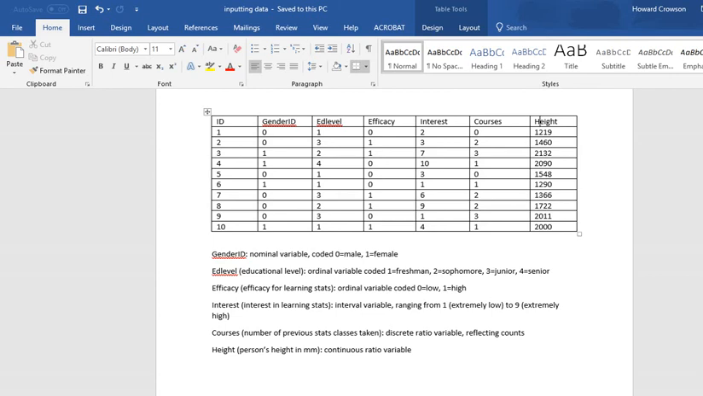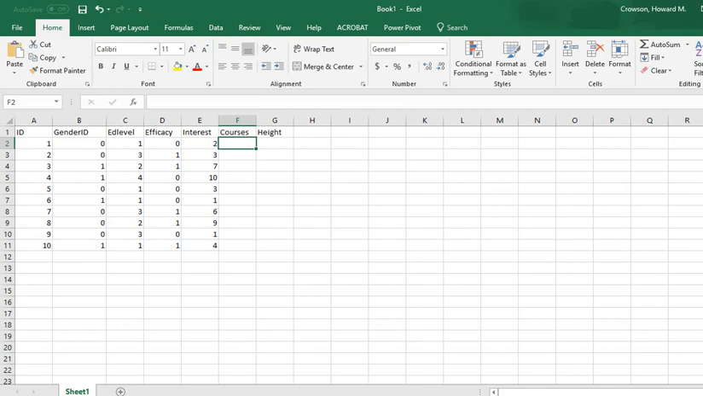So we will now type in this information for each of these variables. So for courses, we had person 1 had 0 previous stat courses, person 2 had 2 courses, person 3 had 3, person 4 had 1, then 0, 1, 2, 2, 3, and 1. And then for height, we also have a number of different heights represented. So here are all our heights that are represented in millimeters.